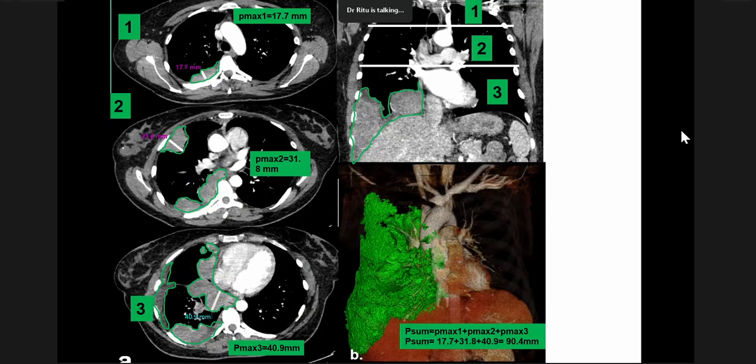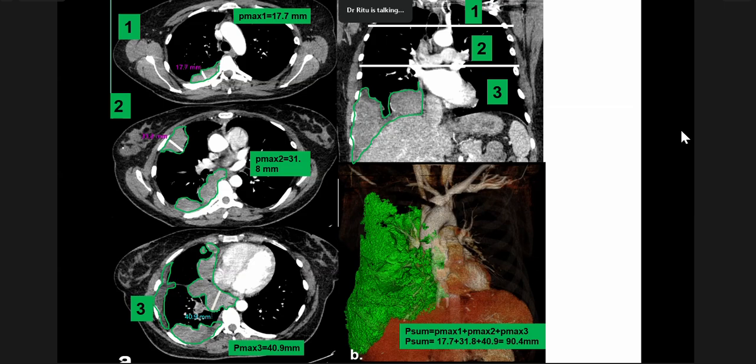Some examples of how we calculate the size for mesothelioma. You can see here that we divide the chest into 3 equal parts by drawing a line at the top of the aortic arch, and then another line at the level of the left atrium, and we get 3 equal parts of the chest. And we measure the most reproducible maximum pleural thickening in each of these 3 parts and add it up to get a P sum. If you are more than 12 millimeters but less than 30 millimeters, you are in the T2 category. If it is more than 30 millimeters, then you are in the T3 category.